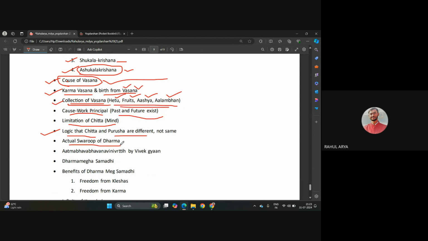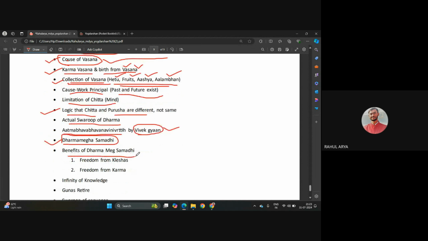The actual swarup of dharma is defined here. Atma bhavana is defined here, because of the viveka jnana, that kind of feeling we get. And the very important dharma megha samadhi definition is here, and the benefit of dharma megha samadhi is also here. Many times this question has been asked in UGC: what are the benefits of dharma megha samadhi? It frees from the kleshas and the karmas.